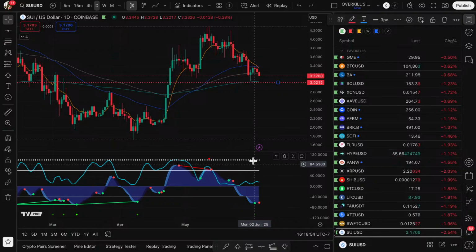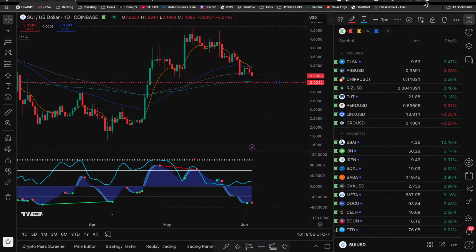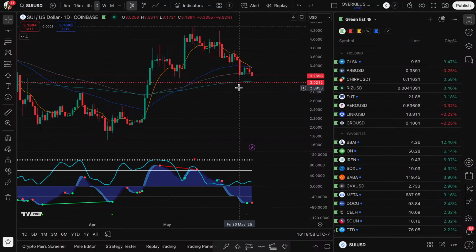I think you're going to see some daily red dots coming in here in a couple hours for tomorrow, which doesn't mean it will close red. It just means there is some bearish divergence. That's all it means, folks. $3 is a very, very big level.